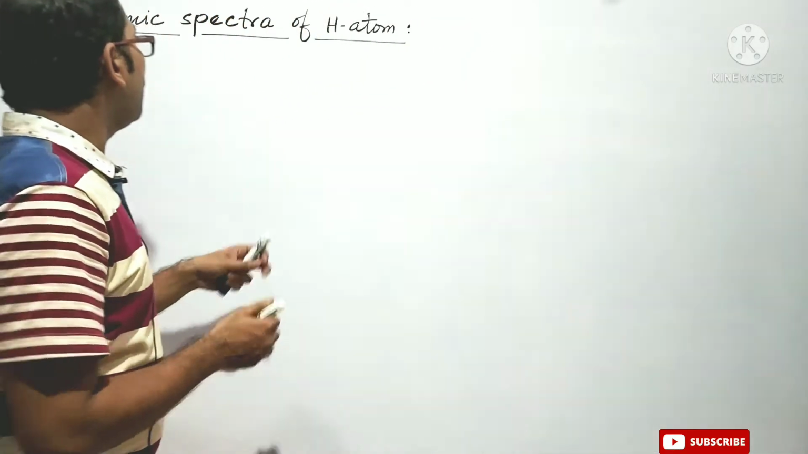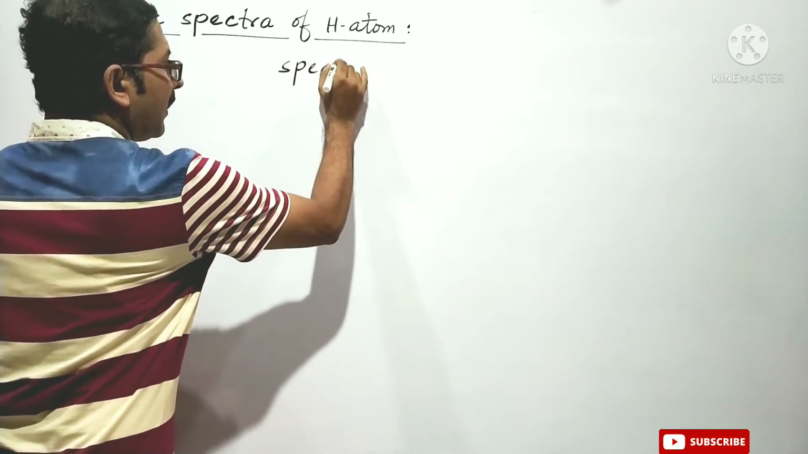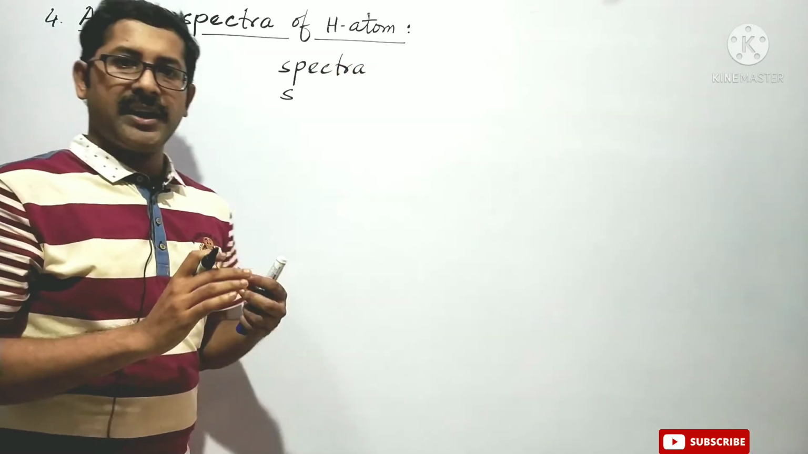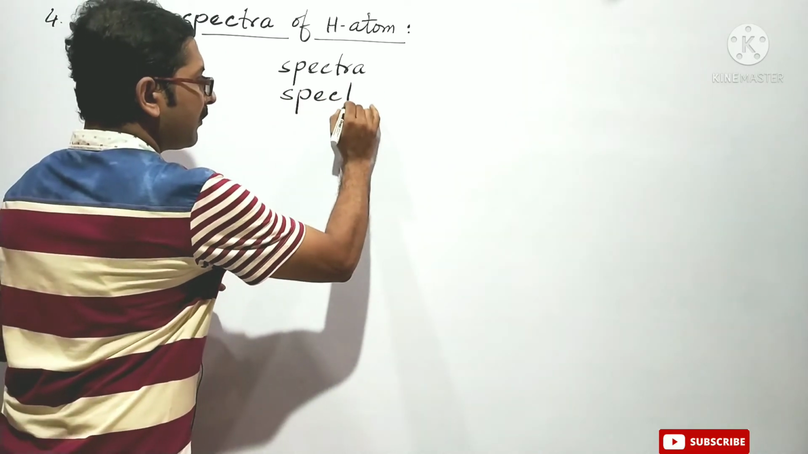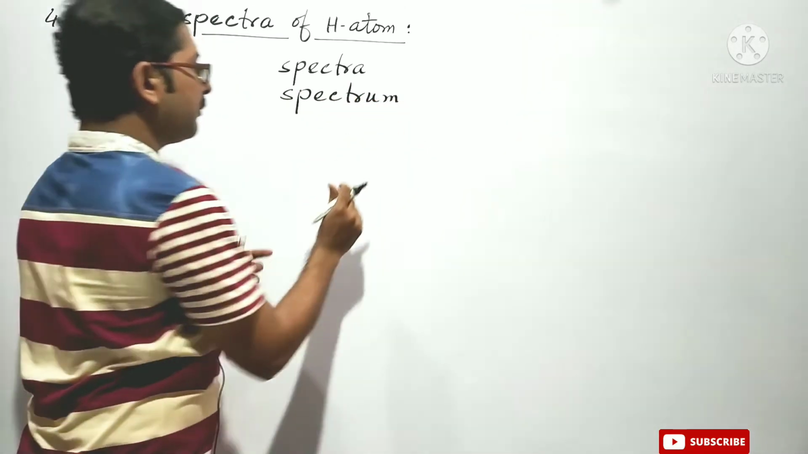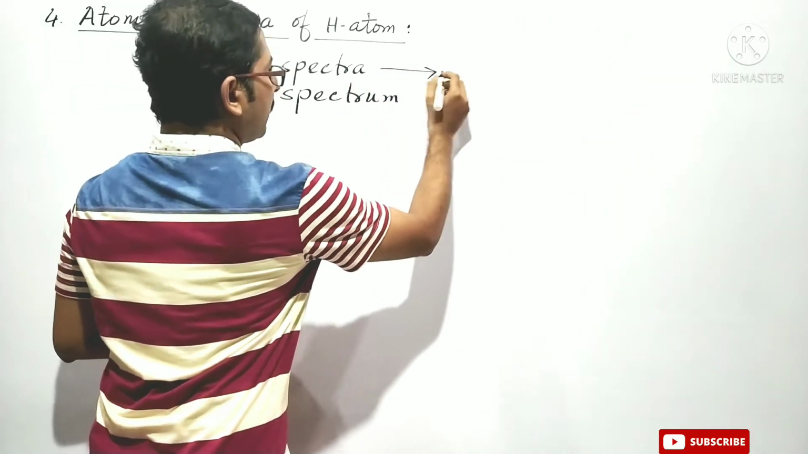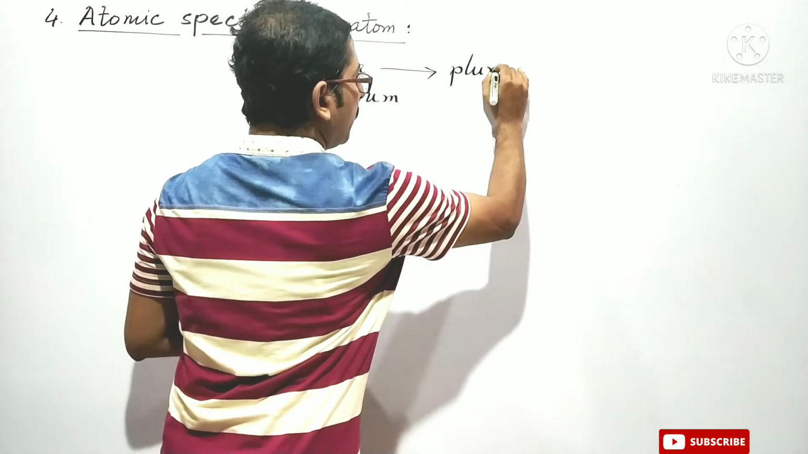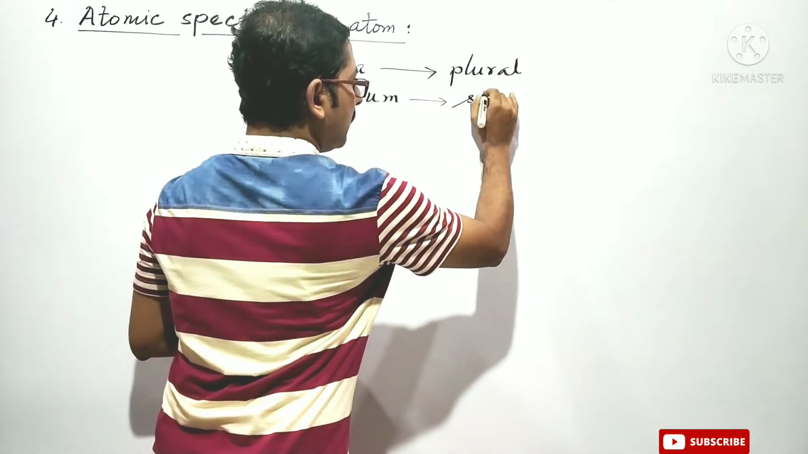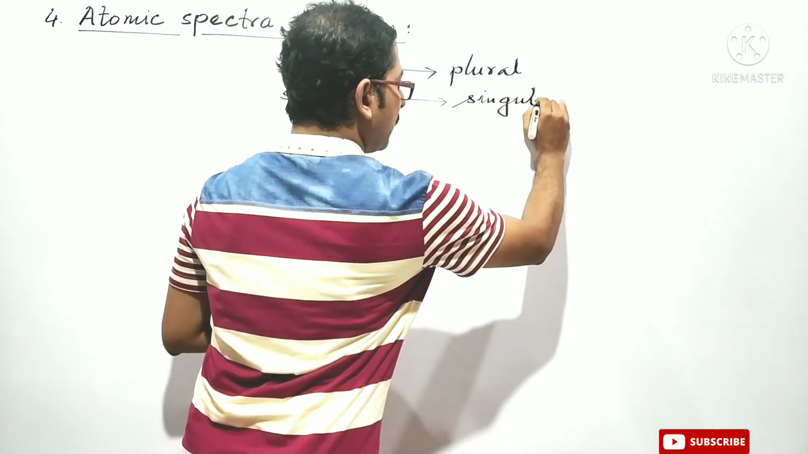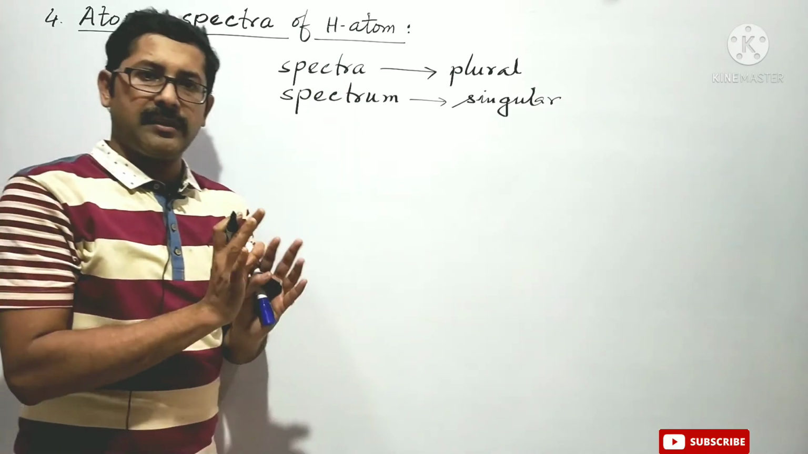In many books you will find the term spectra, and in some other books you will find the term spectrum. So what is the difference between spectrum and spectra? Spectra is the plural number and spectrum is the singular number. Okay, so don't get confused with these terms. Spectrum and spectra are the same thing.